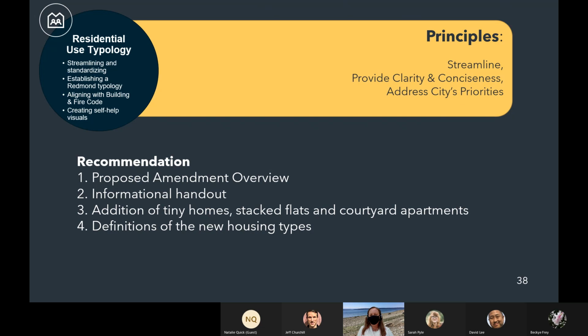We also want to use this as an opportunity to collect and condense different types of information related to residential development. And we would do that through an informational handout that I'll show you in a moment. The types of housing that we are proposing to include and clarify for this year are tiny homes, that would be the smallest form of a residential unit, stack flats, and courtyard apartments. There would be definitions to help provide the clarity for what these are.